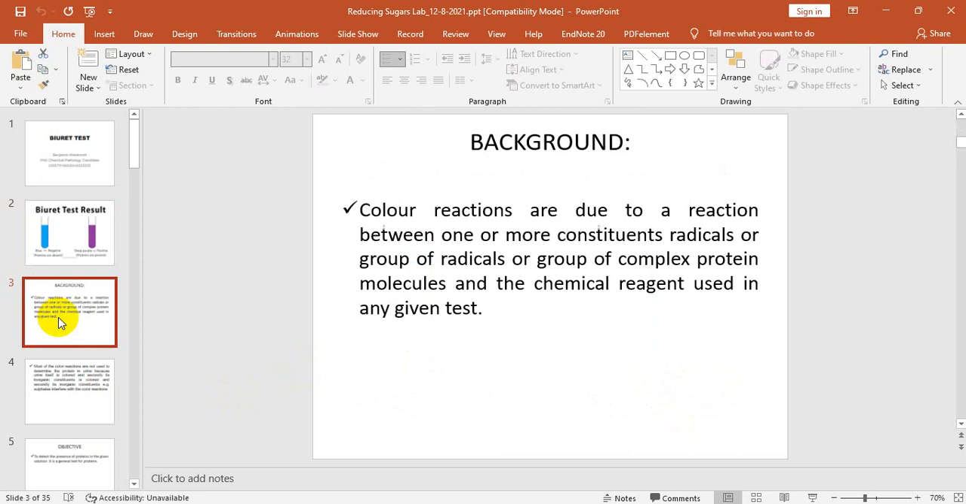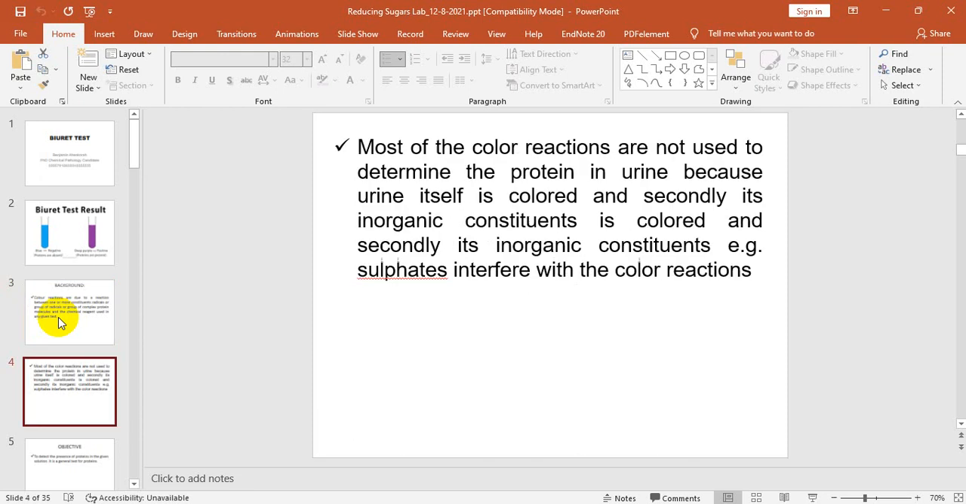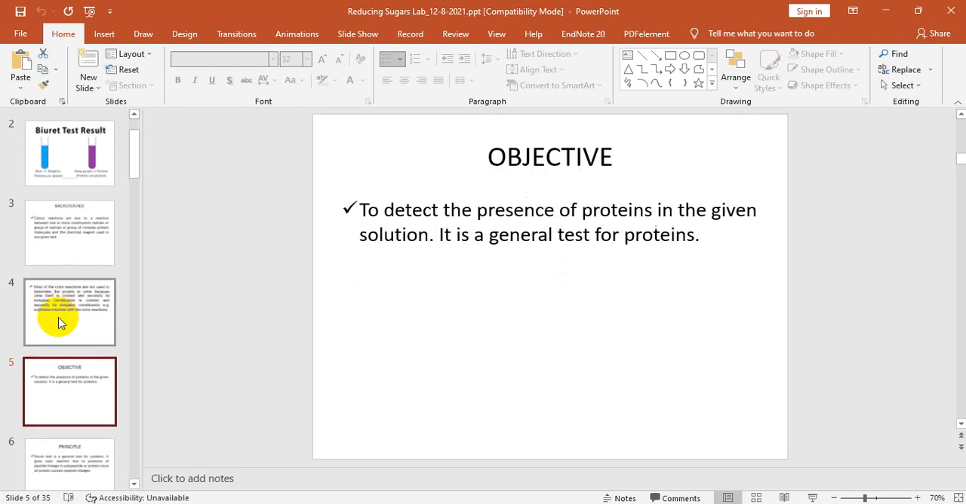Color reactions are due to a reaction between one or more constituent radicals, or group of radicals, of complex protein molecules and the chemical reagent used in any given test. Most of the color reactions are not used to determine the protein in urine, because urine itself is colored, and secondly, its inorganic constituents, for example sulfates, interfere with the color reactions.